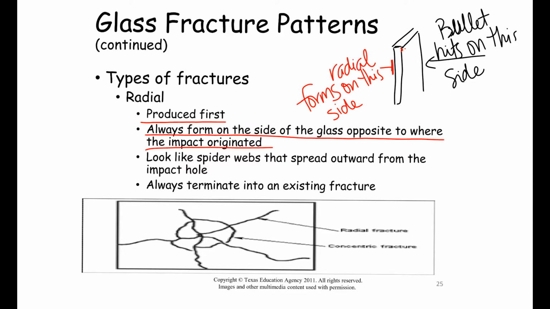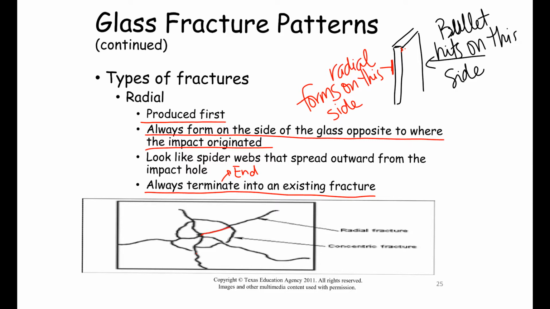The next thing I need you to remember is that radial patterns always terminate, and in this case, terminate is a fancy way of saying end. So they always terminate or end in an existing fracture. I'll make this make more sense in a couple of slides. But this is super important to helping us figure out who shot first, or if there are multiple shots, which shot was the first, which one was the second, which one was the third, and so on.